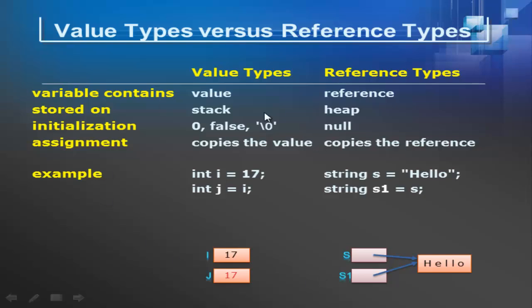So let's summarize this. Variables stored in value types are values. What is stored in a reference type is the reference. Values are stored in the stack. References are stored in the heap. It can be initialized with this. What is this part? Null. What is null? Null can be assigned.